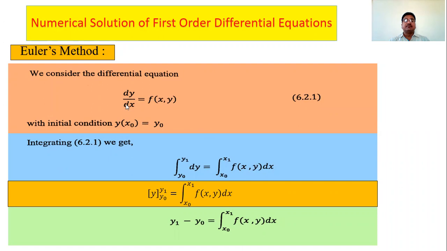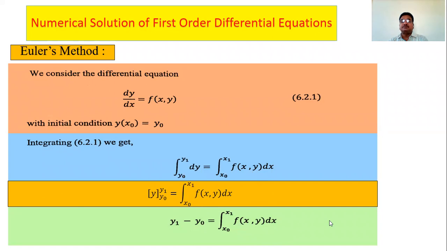Shift this dx to the right side, then we have dy is equal to f(x,y) dx. Then integrating, the integral from y0 to y1 of dy equals the integral of f(x,y) dx with respect to x from x0 to x1. The integration of 1 with respect to y is y, from lower limit y0 to upper limit y1, which is equal to the integral from x0 to x1 of f(x,y) dx. The value at the upper and lower limits gives y1 minus y0 is equal to the integral from x0 to x1 of f(x,y) dx, the right-hand side as it is.